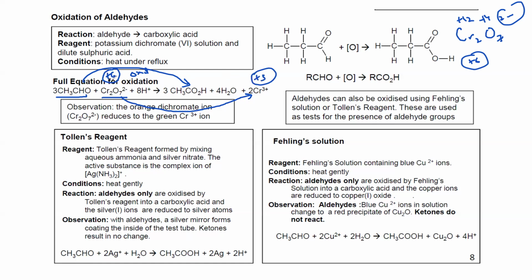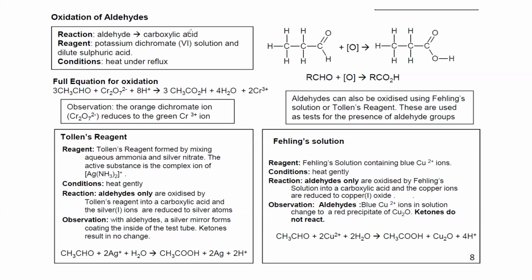The original solution is orange in color and this is green in color. So when an oxidizing agent, potassium dichromate, is added to aldehyde, the aldehyde will turn into a carboxylic acid and the dichromate ion will turn into the chromium ion with the oxidation number of plus 3. We observe the color change because of the change in oxidation number. It changes from orange to green. So if aldehyde is present, then this reaction will occur.